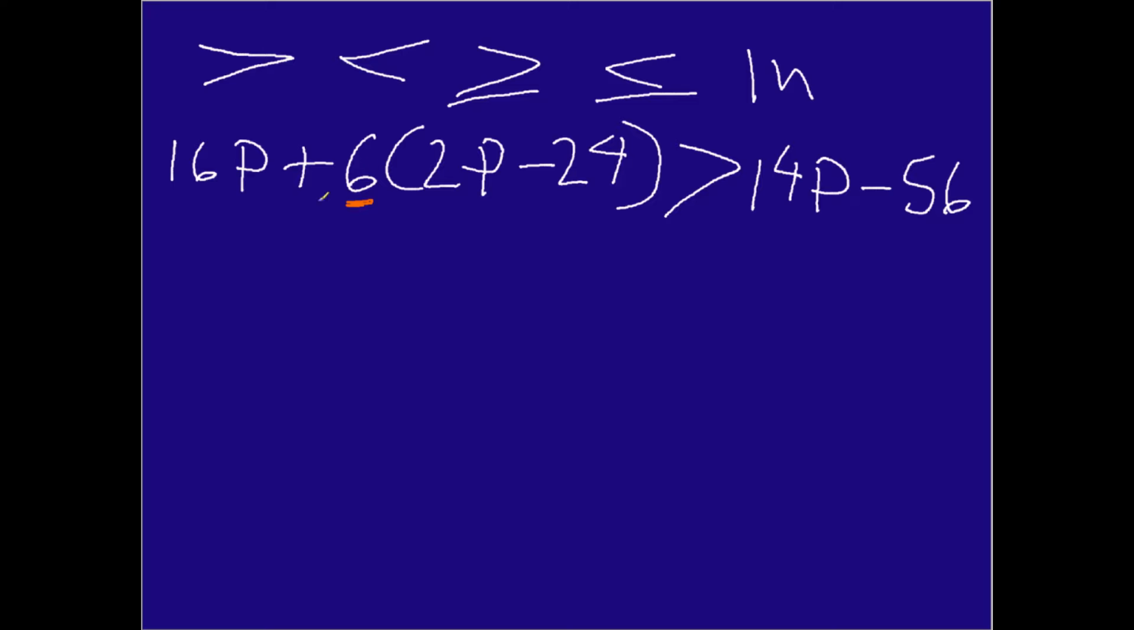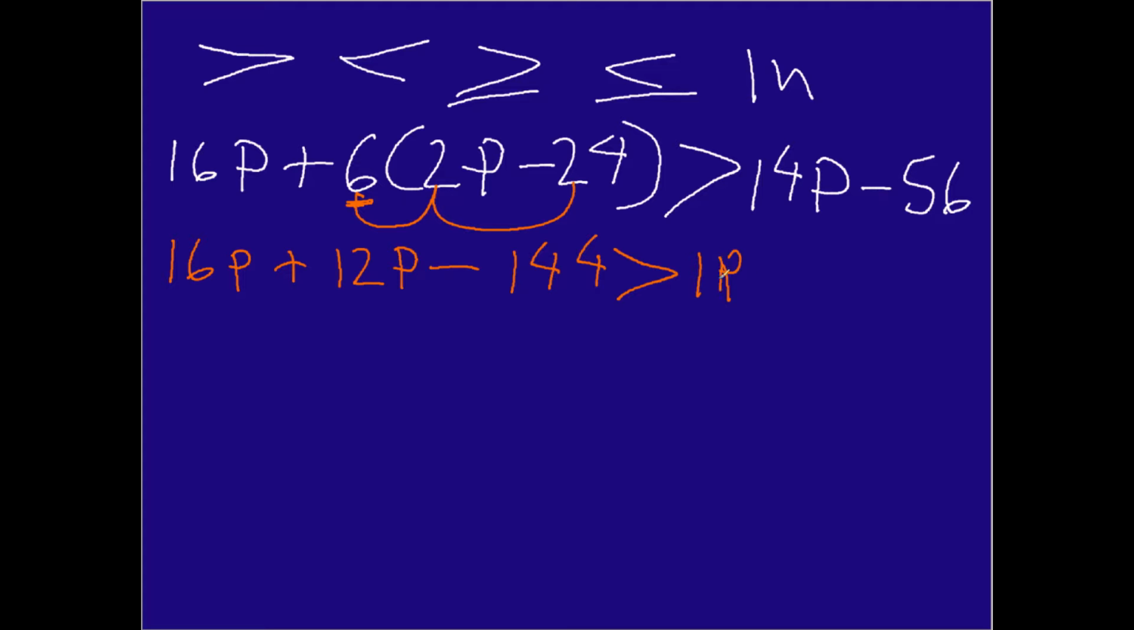That's our first thing: we want to distribute this, then combine like terms, and then try to eliminate things as much as possible so that we are able to isolate the variable. So the first thing we're going to do is distribute this 6 to these two terms. And so you end up now with 16p plus 12p minus 144 is greater than 14p minus 56. So the first thing we did was remove the parentheses.